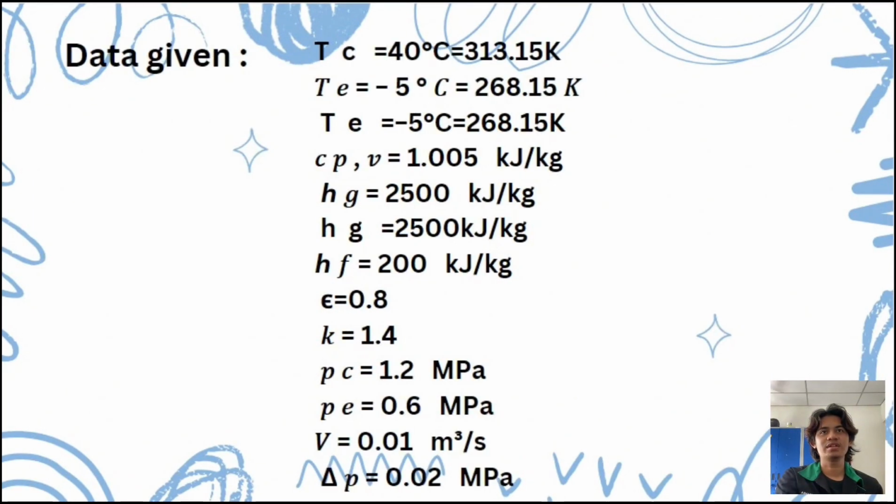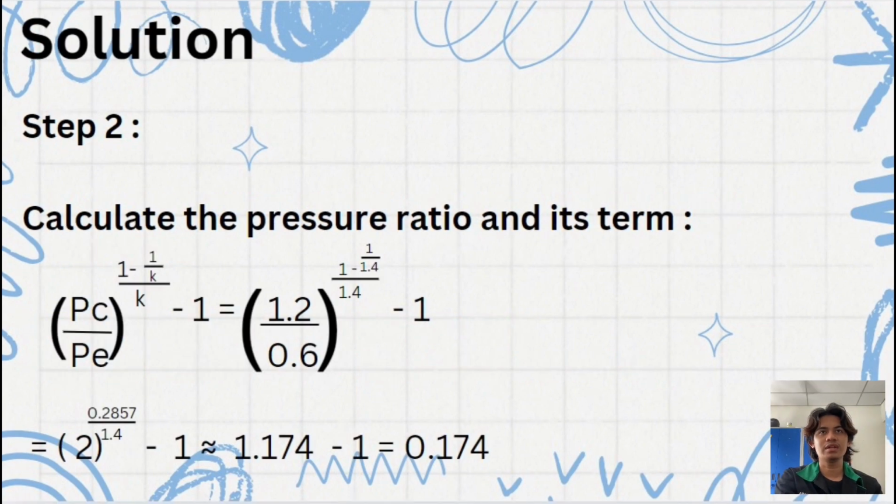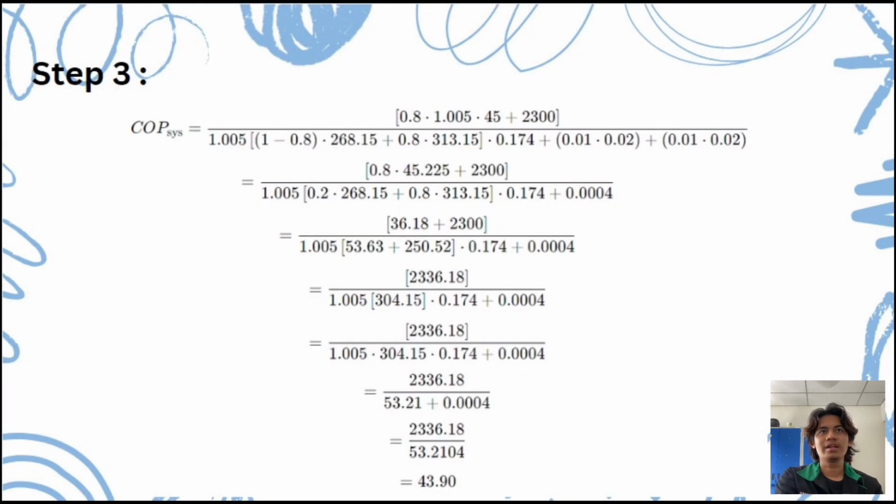There we have the data given. So for the solution, step 1, we need to calculate the temperature difference and enthalpy difference. Step 2, we calculate the pressure ratio and its term. And last step, we can get the final answer for the COP of the system.